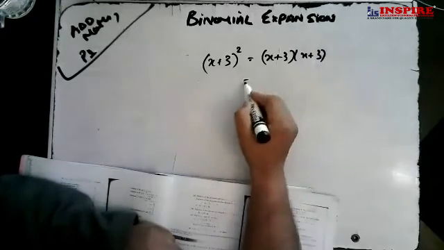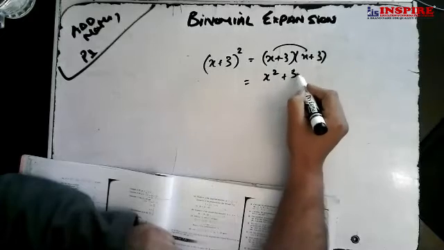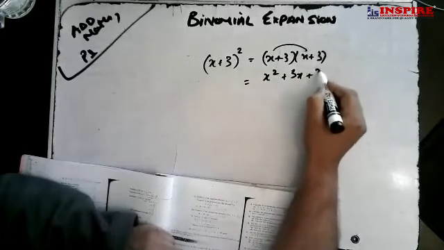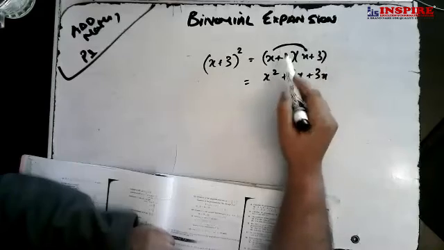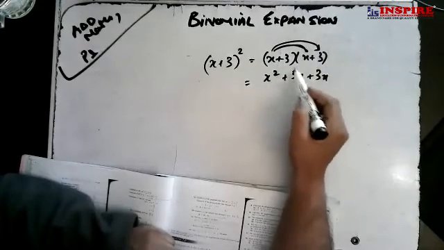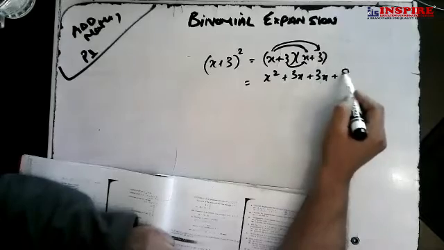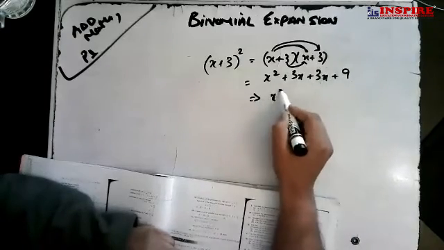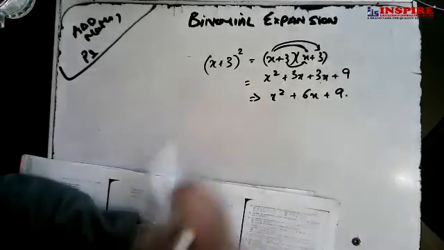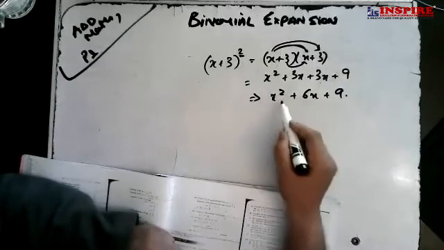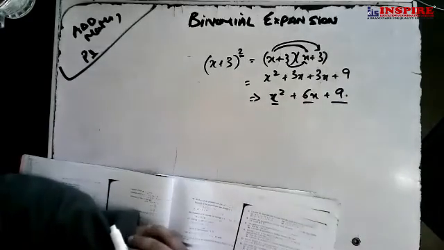Okay, and this becomes x into x is x squared, x into 3 is 3x, 3 into x is 3x, and 3 into 3 is 9. So we have x squared plus 6x plus 9. So when the power is 2, the elements are 3.